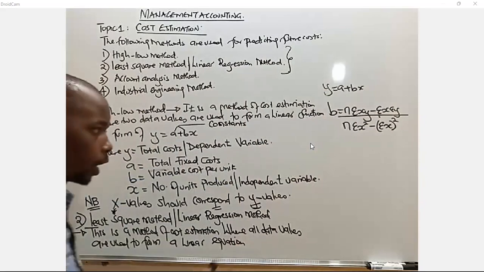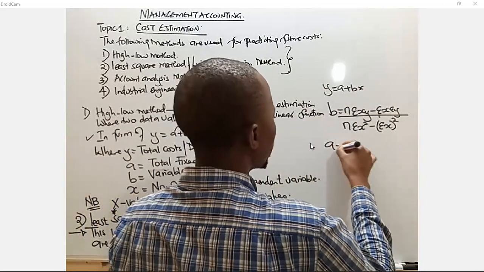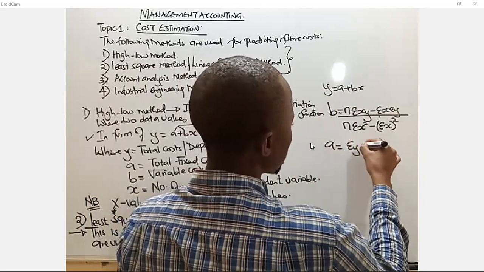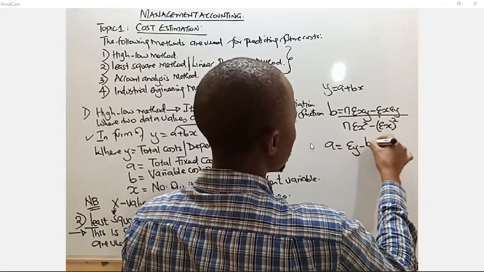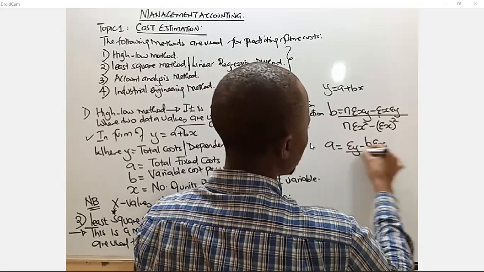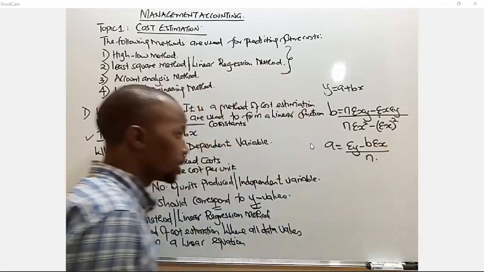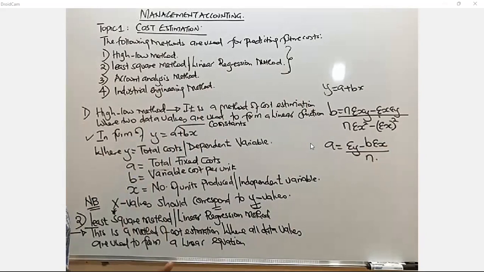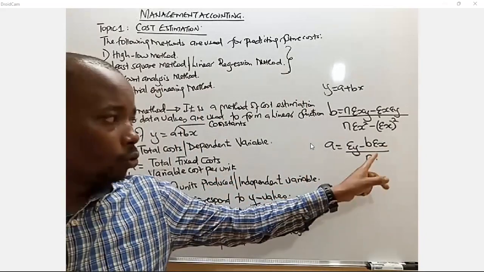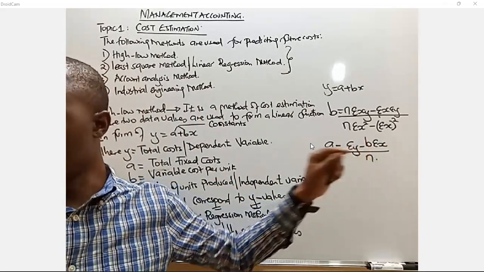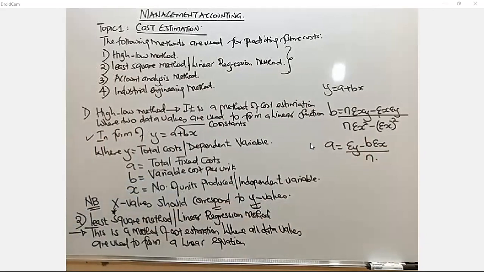Now, to calculate your a, you are supposed to take the summation of y minus b, the summation of x, then you divide it by n. You can see how important it is to first get your b, because it is a requirement when you're calculating your a. I think we are together to that point, and if you are writing or elaborating your points, you are doing it with ease.